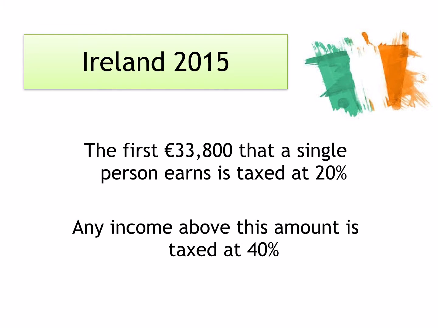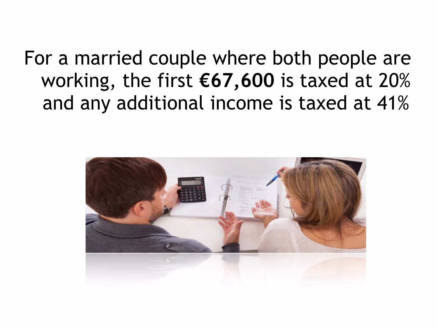Currently in Ireland, the first €33,800 that a single person earns is taxed at 20%, and any income above this amount is taxed at 40%. For a married couple where both people are working, the first €67,600 is taxed at 20%, and any additional income is taxed at 41%.